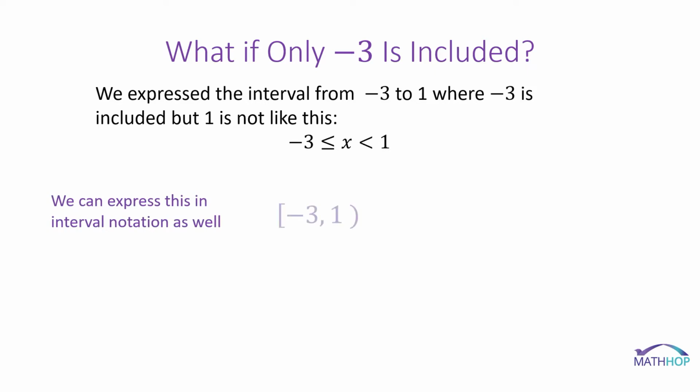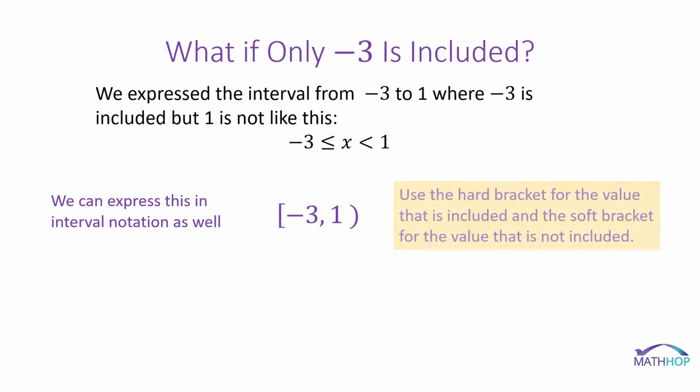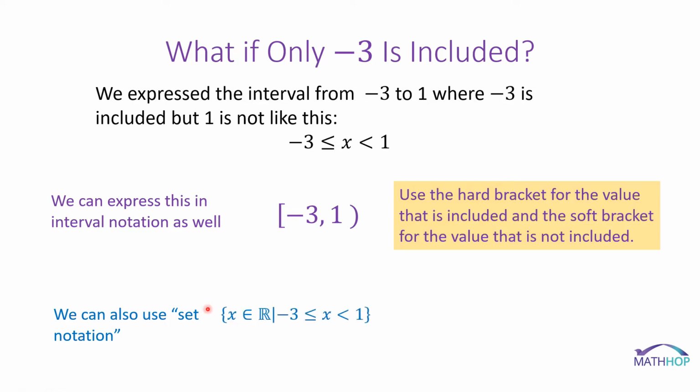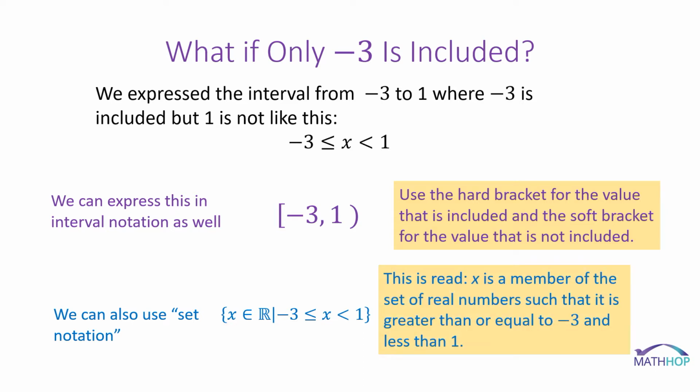We are only going to use the hard bracket right around -3 because the hard bracket says -3 is included. The soft bracket says 1 is not. Again, we can use set notation. Remember, set notation just has this weird math symbolism. X is a member of the set of real numbers such that it follows the rule where x is greater than or equal to -3 but less than 1.